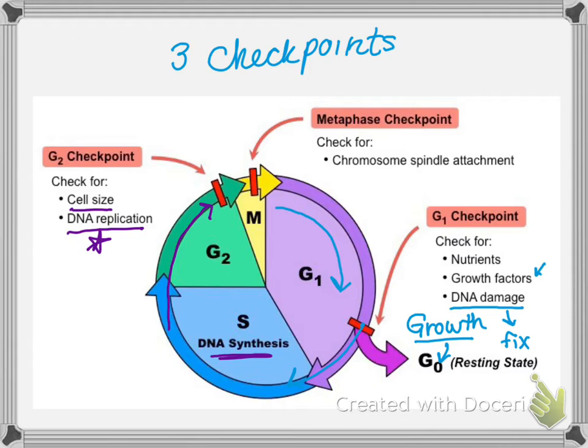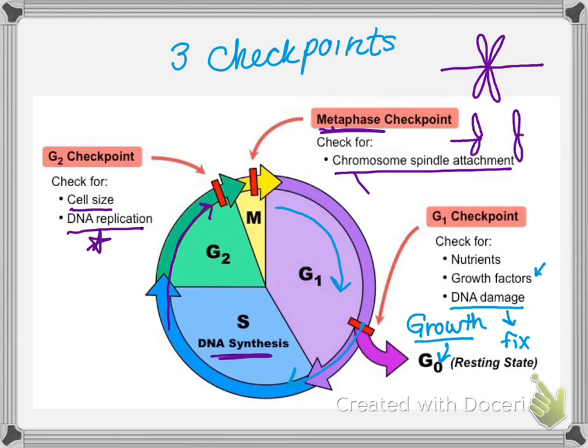So let's say the cell is the right size, it copied it correctly, then it's going to go into the M phase. So remember, M phase, mitosis: prophase, metaphase, anaphase, telophase. Metaphase is when the next checkpoint is, and it wants to make sure that the chromosomes are attached to the spindle. So if you remember, chromosomes have condensed at this point, and they are connected to the spindle, and the spindle is going to help pull apart those sister chromatids so that one goes into each of the daughter cells.